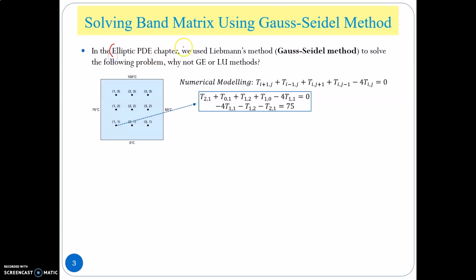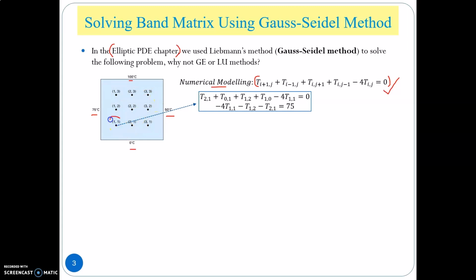Let's recall in the elliptic PDE chapter, you have this scenario where you have the boundary condition around the plate and you are going to find the steady state temperature at these 9 points. We have succeeded in obtaining the numerical model by using the finite difference method to be this answer. Then, by applying this equation, we can form 9 equations from these 9 points.